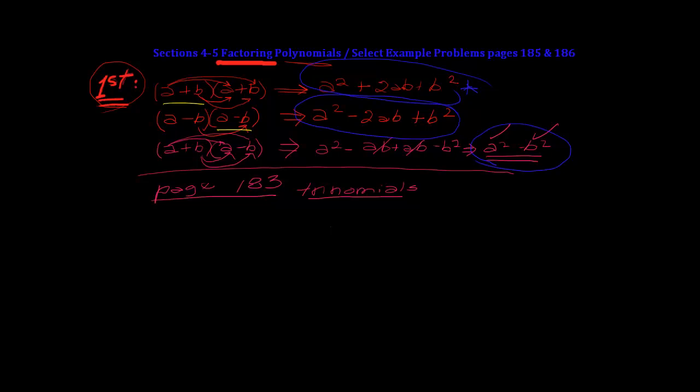Now, to go back to the perfect trinomial here on page 183, these are in expanded form: a squared plus 2ab plus b squared, and a squared minus 2ab plus b squared.